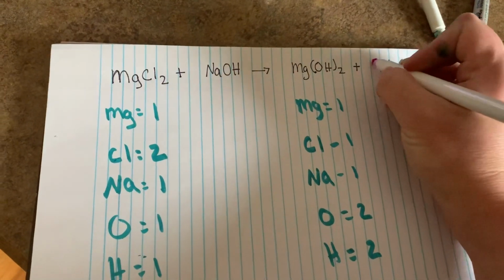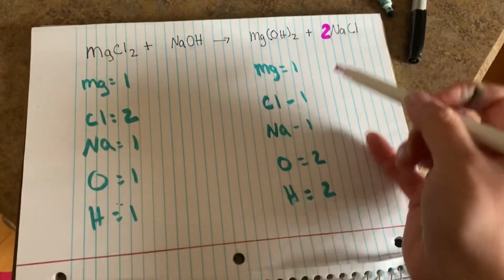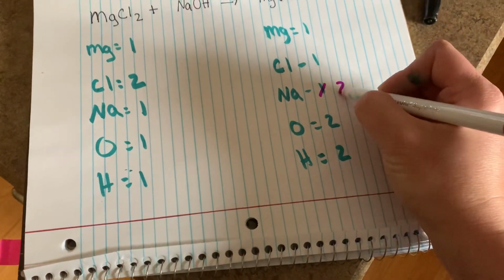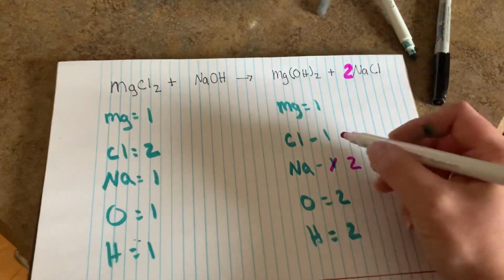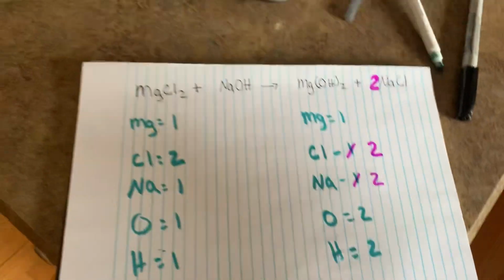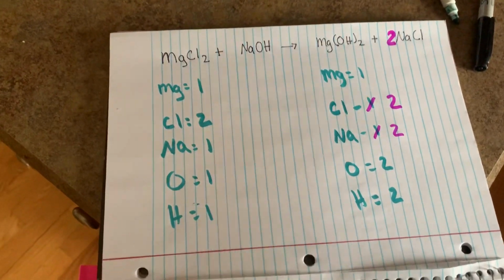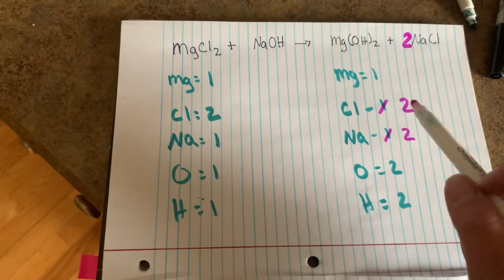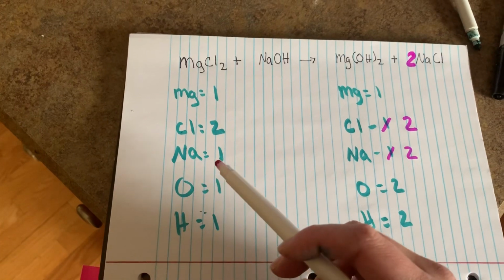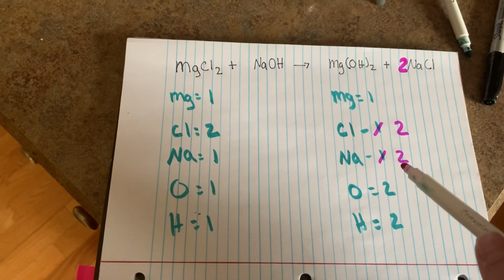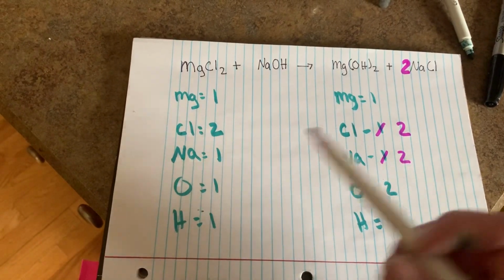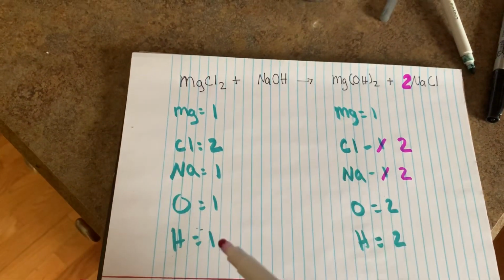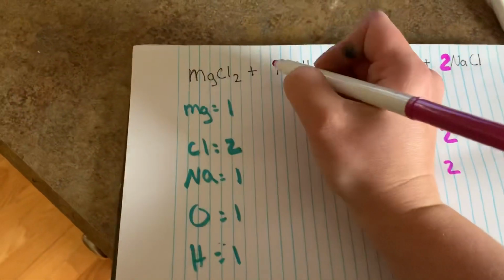If I put a 2 here on the product side, that now changes my Na to 2, and it changes my Cl to 2. So now we have to go back and check. Do I have atoms that are the same? 1 and 1, good. 2 and 2, good. Na 1, Na 2. Notice now I have 2 on this side, but 1 on this side. So I need to go up here, and I'm going to add a coefficient as well.